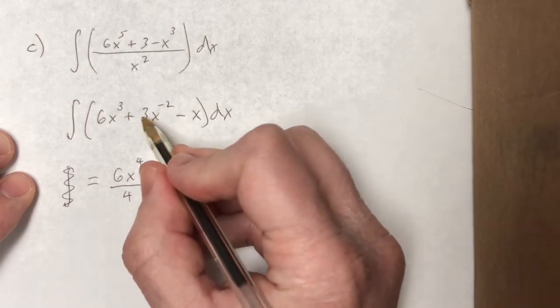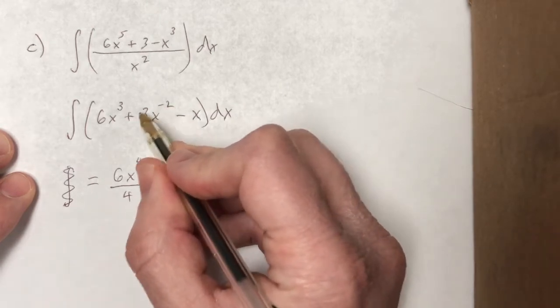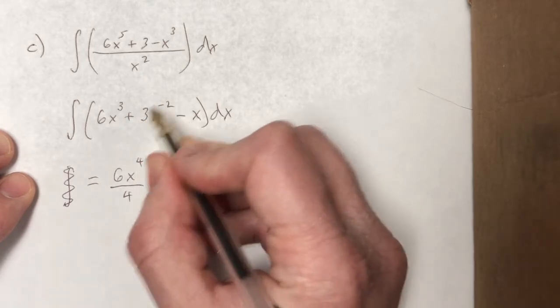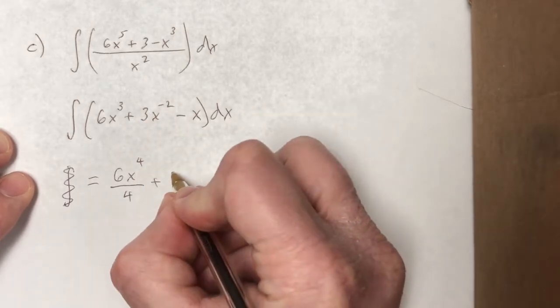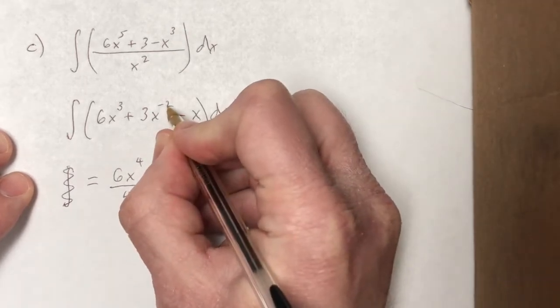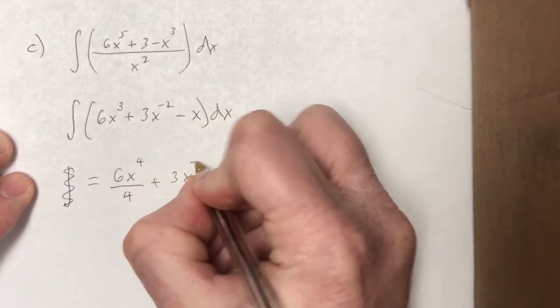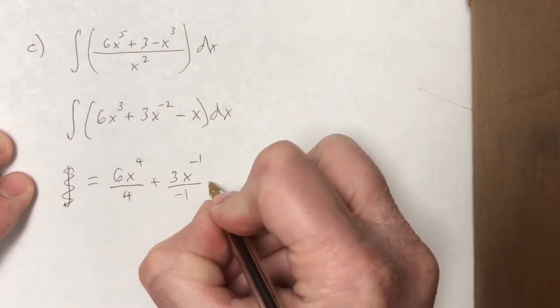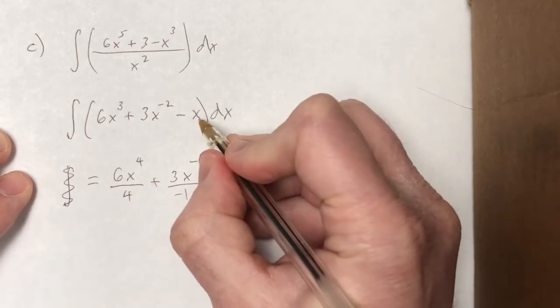So for the second term, 3x to the negative 2, let's look at the antiderivative or integral of this term, which means we do what? Plus 3x to the negative 2 plus 1. Do that first. Negative 2 plus 1 is negative 1. Then divide by that exponent, the new exponent. Then we have what? Minus x.